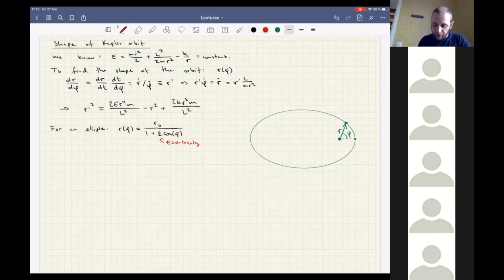And r0, if you look at it, is going to be the distance over here. So it's the distance from here to here, because when phi is equal to pi half, then cosine phi is 0, and so you're just left with r0 divided by 1, which is r0. So this distance here is r0.